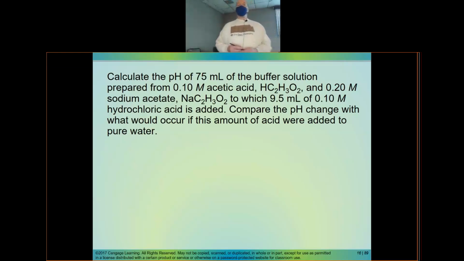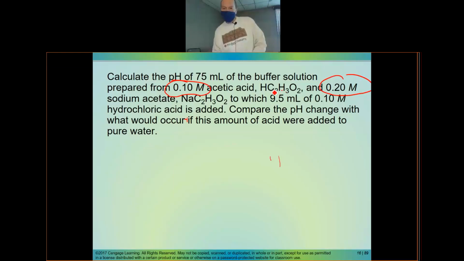All right, so here comes the hardest, or the second hardest, I don't know. Probably the second hardest problem you're going to find is when you took 75 mL of this buffer solution. We had our 0.1 molar acetic acid, and we had our 0.2 molar sodium acetate. We take 75 mL of this buffer. To that, we're going to add 9.5 mL of HCl.